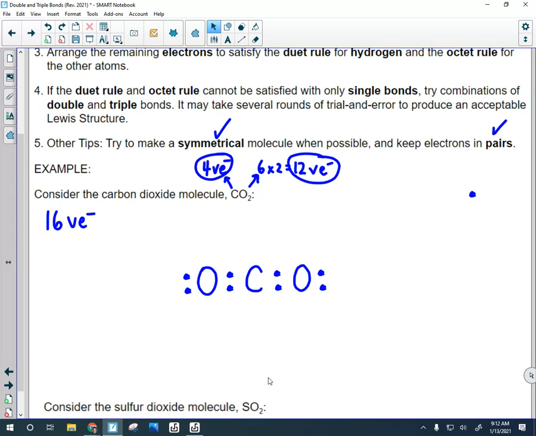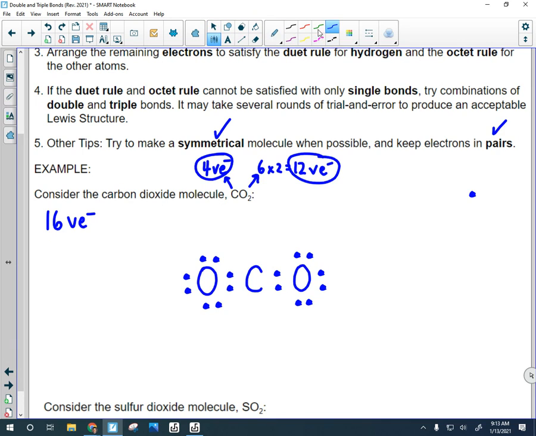None of these has an octet at this point, but I've used 8 of the 16. I'm going to go 9 and 10. Keeping it symmetric, I'm going to go 11 and 12. 13, 14. And now that oxygen has an octet, right? But I've only used 14 of the 16. So keeping it symmetric, I'm going to go 15 and 16. That is the total number of electrons I can use.